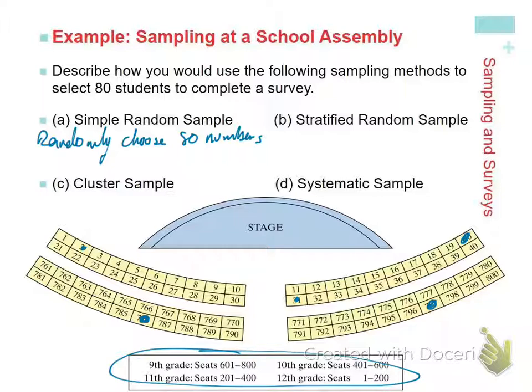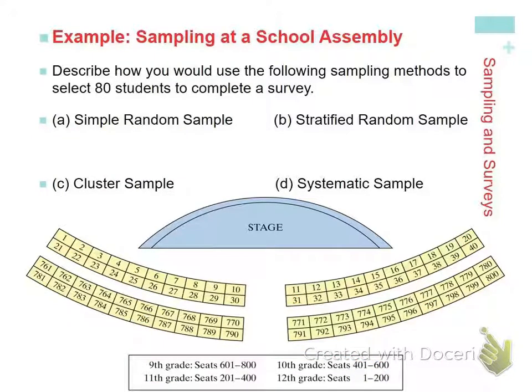Now, since you're just asking at random for 80 numbers, is it possible that all 80 of your numbers fall into one section, right? Is it possible for all 80 numbers to be between 1 and 200? Yeah, it's possible. Probably not very likely, but it's possible. So that's what I was saying before about how a simple random sample still may give you a sample that's not very representative of the population, right? All right. The next one is a stratified random sample.